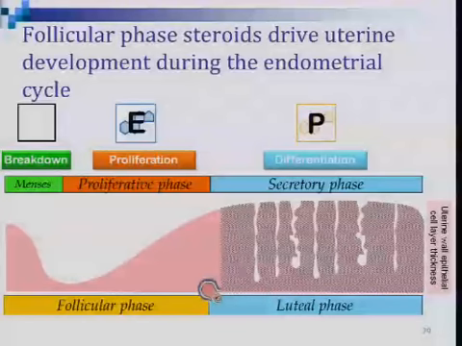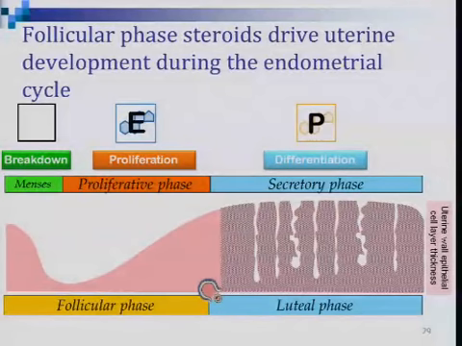Okay, so the follicular phase steroids now drive the uterine development during the endometrial cycle. So we started this overlaying it over the follicular and luteal phase, starting with menses. And there's no steroid influence during menses. During the proliferative phase, estrogen dominates. Remember, estrogen is a growth factor. So this proliferation of cells in the endometrial cell wall occurs under the influence of estrogen. Progesterone stops this proliferation under the influence of estrogen and causes a differentiation into secretory phase endothelium.